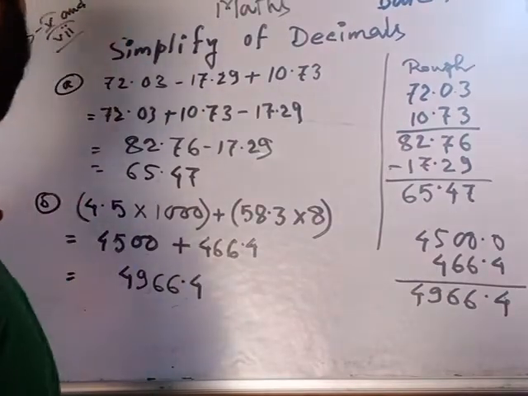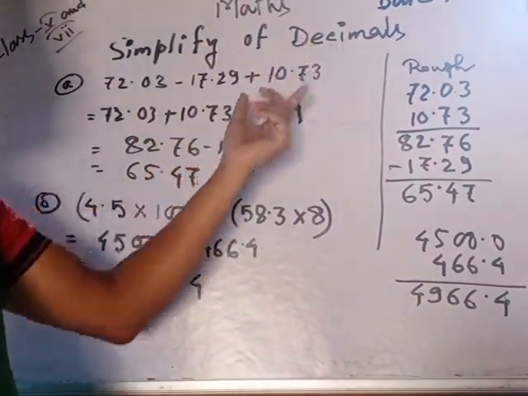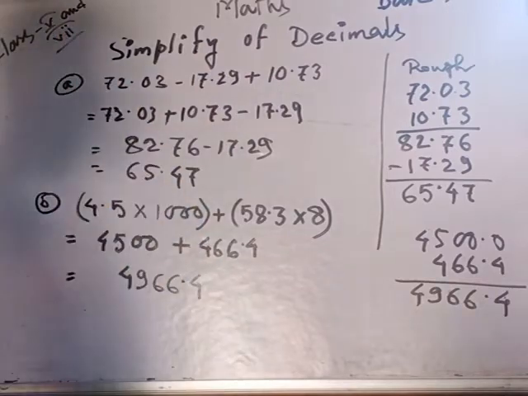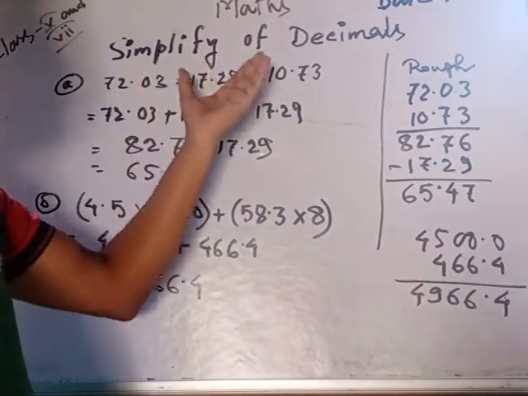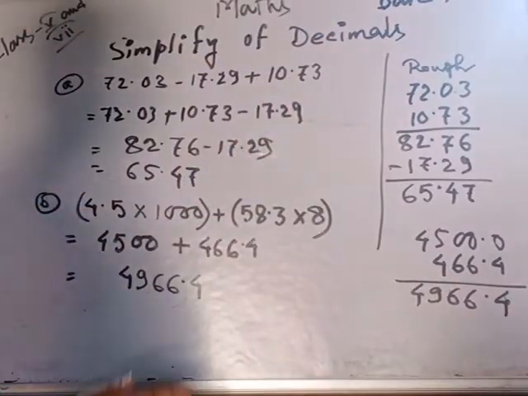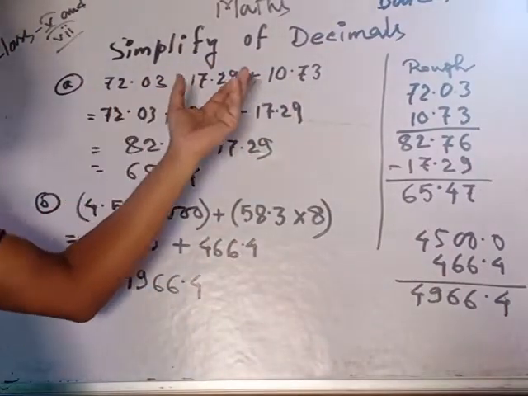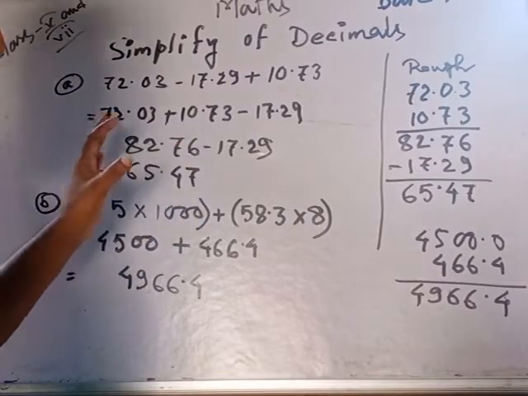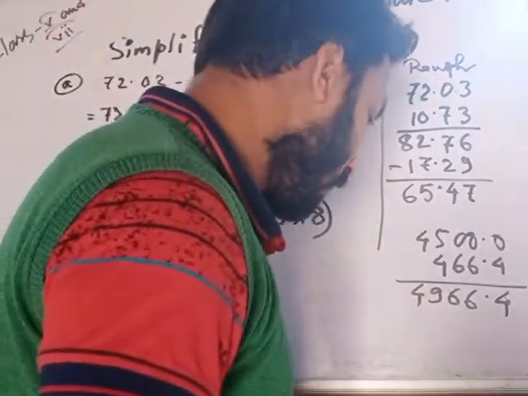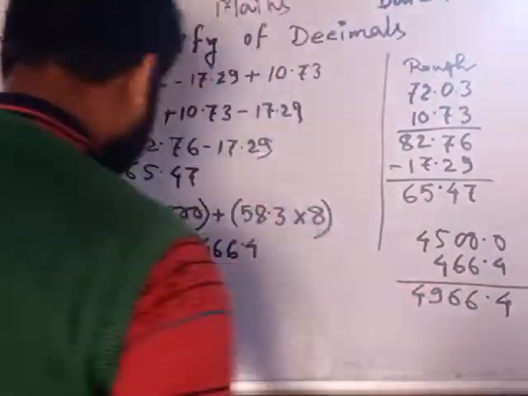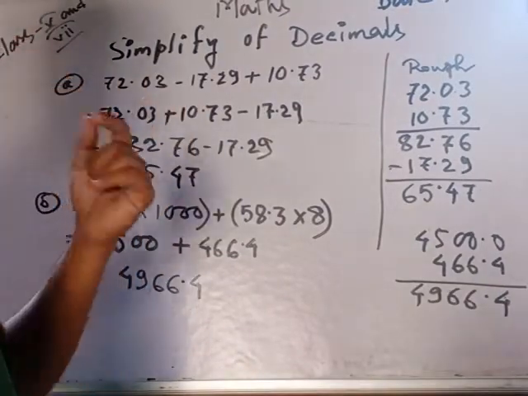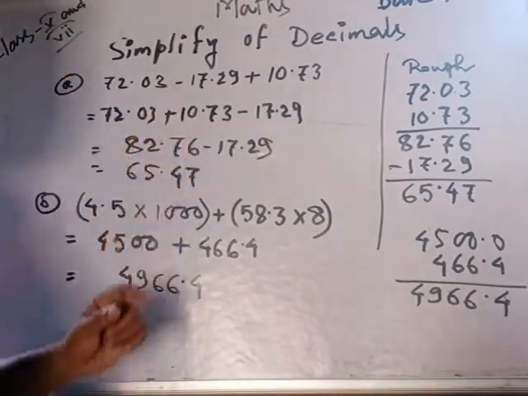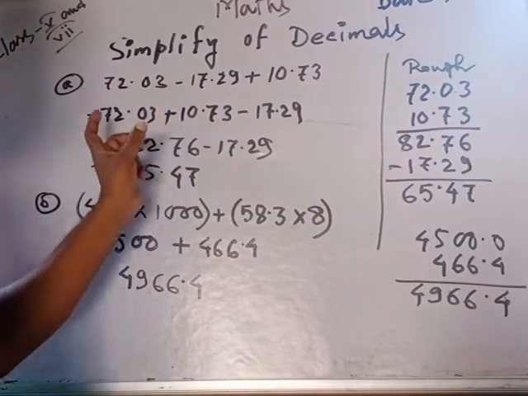Today I will discuss simplifying decimal numbers from class 5 and 7. How to simplify decimal numbers? If there is subtraction and addition, at first you will choose from the BODMAS rules. You should find out what you have to do first.